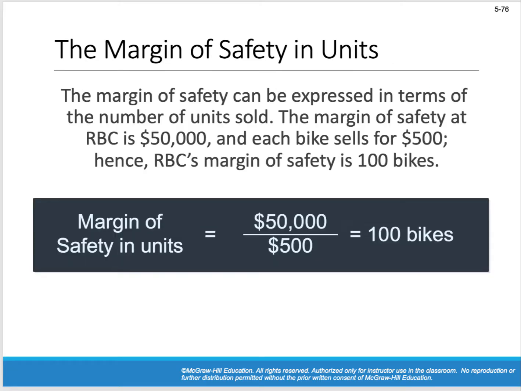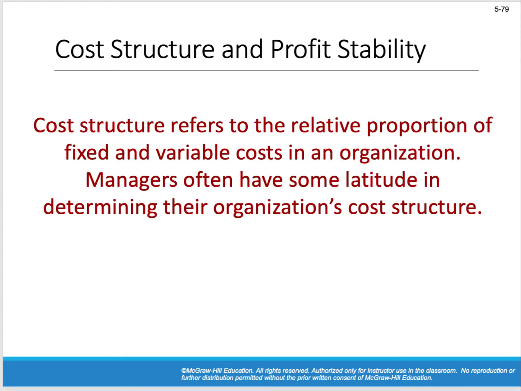We can also express margin of safety in terms of the number of units sold. How do we do that? Very simply. Margin of safety in units is the margin of safety in dollars, $50,000, this time divided by the unit selling price. It gives us 100 bikes. Again, what does the margin of safety in units mean to us? Well, RBC's bicycle sales can drop by 100 bikes before they're in danger of either breaking even or incurring a loss.